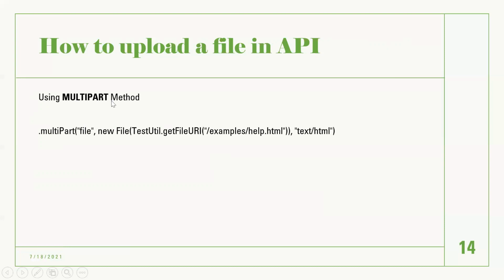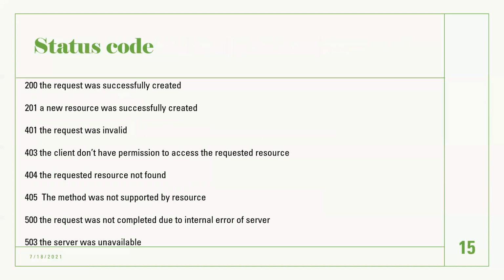Okay, using a multi-part method, we can read it. I'll tell you how we can do that going ahead. Okay, status codes. Now, when we come to status codes, 200 means the request was successful. 201 means a new resource was successfully created. 401 means invalid. 403 means the client does not have permission to access the request.